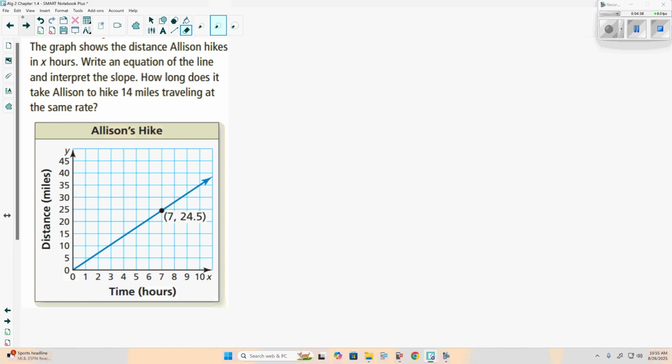All right. I believe this is where we left off. Did we finish Allison's height? Okay, so this is where we left off. Allison's height. The graph shows the distance Allison hiked in x hours. Write an equation of a line and interpret the slope. And then we need to determine how long it takes her to hike 14 miles.